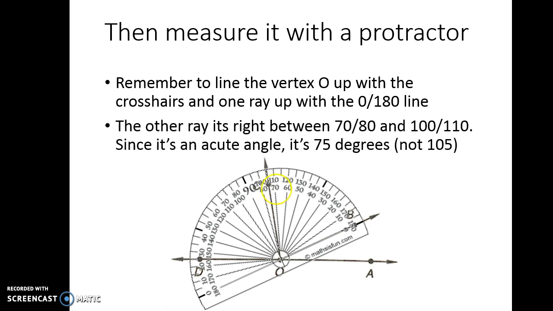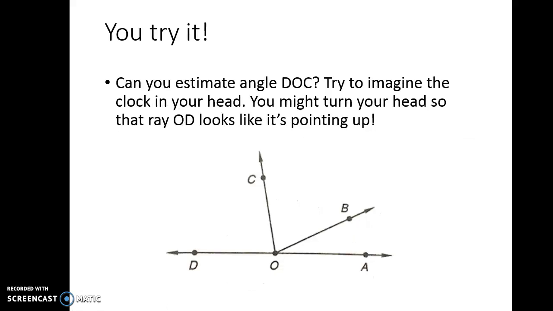We have a choice, right? It looks like it's between 70 and 80, or you could think that it looks like it's between 100 and 110. So again, the question we ask ourselves with a protractor is, is this angle acute or obtuse? If it's acute, we're going to use the smaller of the numbers. If it's obtuse, we're going to use the larger of the numbers. This angle, we already said, is less than 90 degrees, so we're going to go with 75. So our guess was that it was 72, and when we measured it, it's about 75, so pretty close.